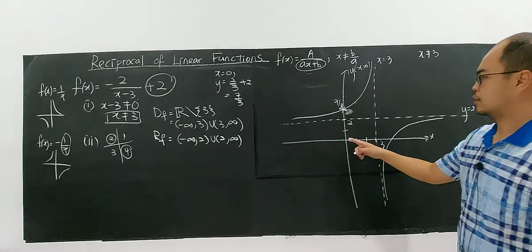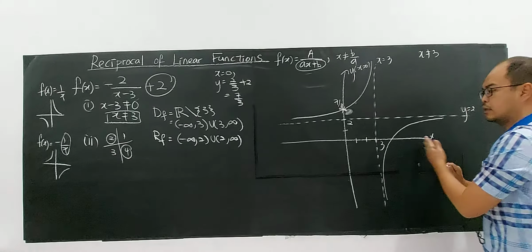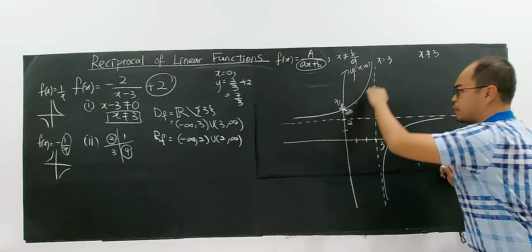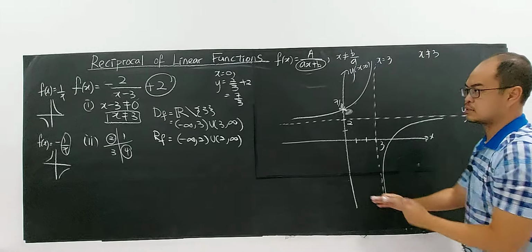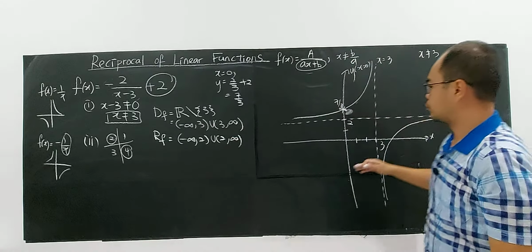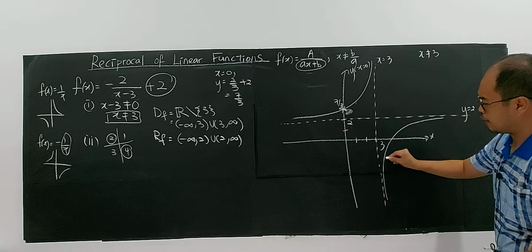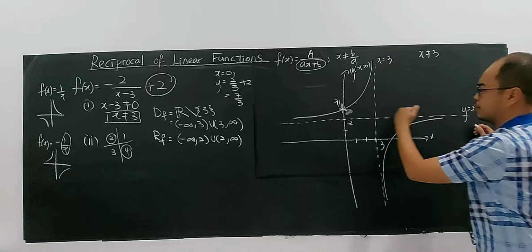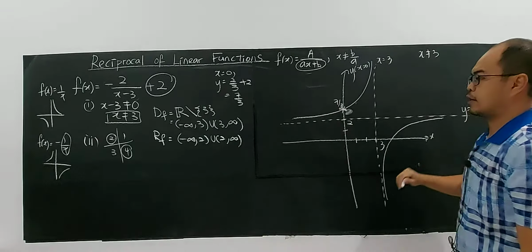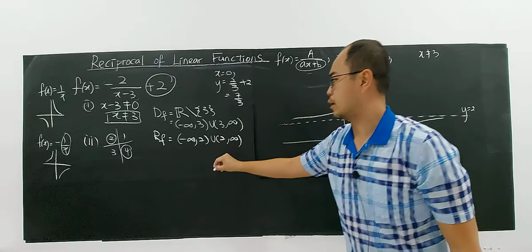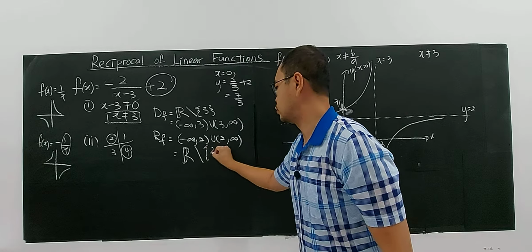As you see, along the x-axis the graph is everywhere, but it won't meet the line x equals 3, meaning x cannot be 3. For the range, the y values are all present except this line; the graph won't touch it. So y cannot be 2. You can write it as all real numbers except 2.